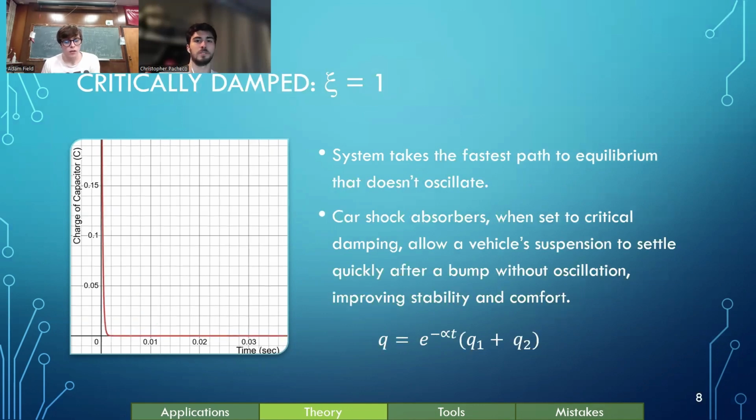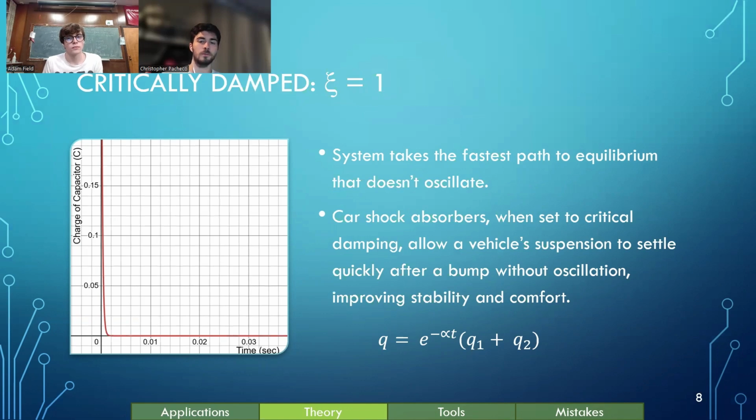For a critically damped system, xi has to equal one. This means that the system will take the fastest path to equilibrium possible. It doesn't oscillate, it's not slow, it's as fast as possible. Here, the system will dissipate all of its energy extremely fast. An example of this in real life is car shock absorbers.